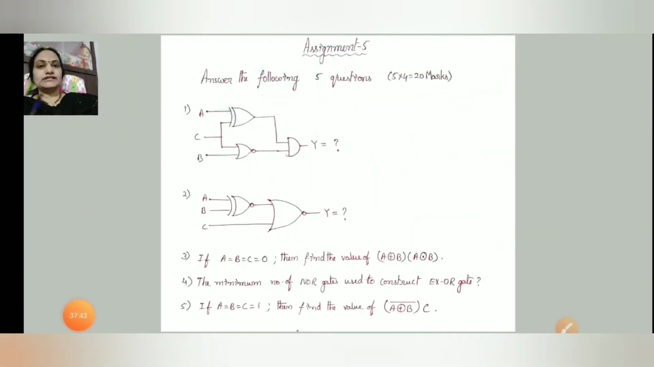So students, this is the assignment for you. After watching this video, try to solve these questions. There are only 5 questions. You just try to solve them by knowing the circuit connections of all logic gates, and by knowing Boolean algebra you can solve these problems.